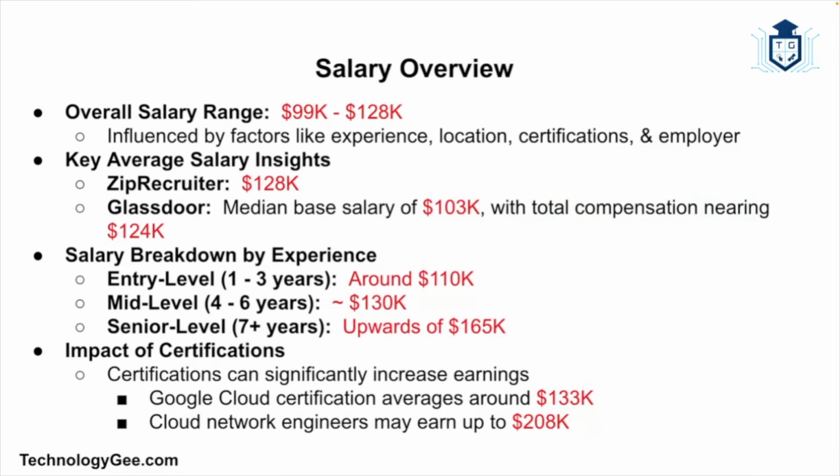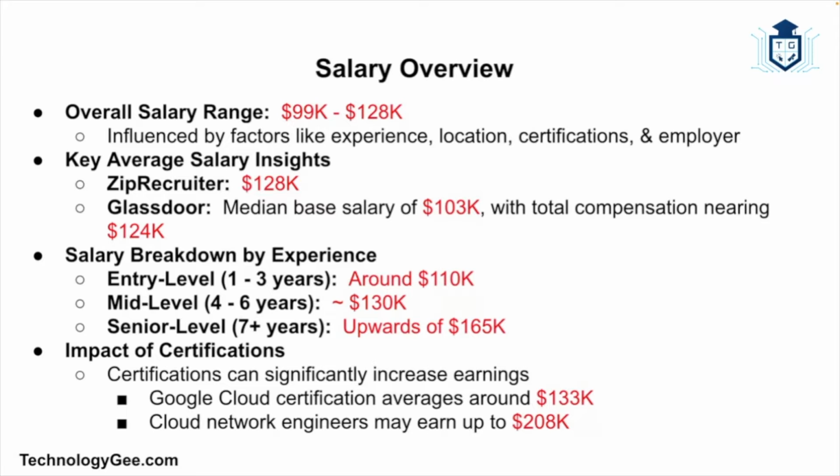Let's talk about how much money a cloud developer makes. Cloud developers in the US can earn an average annual salary ranging from approximately $99,000 to $128,000, depending on factors such as experience, location, certifications, and employer. And here are some of the key salary insights. The average salary, according to ZipRecruiter, is about $128,000, which translates into about $61.71 per hour. Glassdoor estimates a median base salary of $104,000 with total compensation around $124,000.